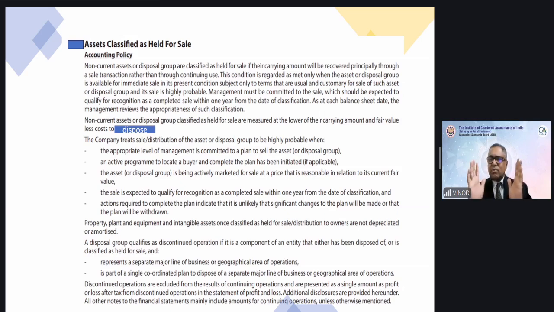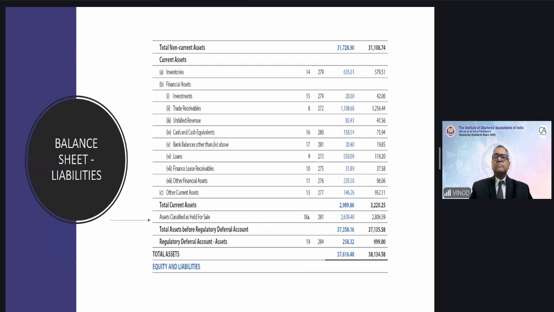So basically, you have to write the policy clearly: how you identified held for sale, what conditions you are using, what measurement principles you are applying. Now, how the balance sheet presentation comes in, you can have a look. After the current assets, you look at it, assets classified as held for sale is disclosed. So you have non-current assets, current assets, then assets classified as held for sale. Separately, you have to disclose.